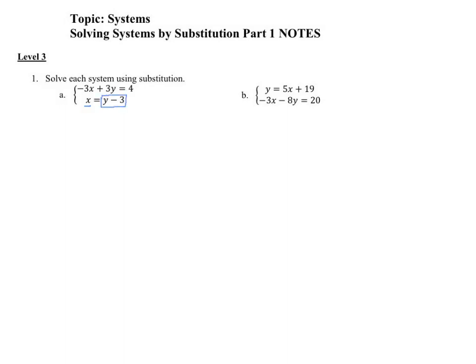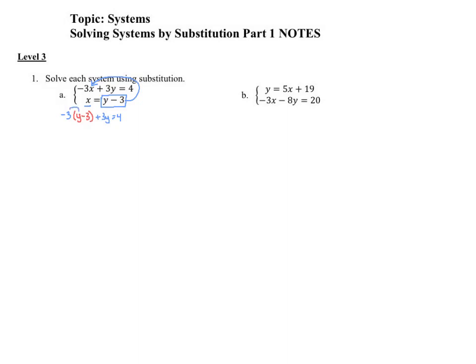So I'm going to take this y minus 3 and substitute it right here for x, because that is what x equals. So I have negative 3, and now I plug in what x equals. Y minus 3. And I can bring everything else down. Plus 3y equals 4. Now, the one thing I notice is I have just y's. So I need to solve for y.